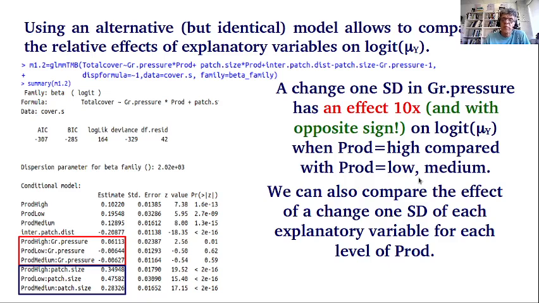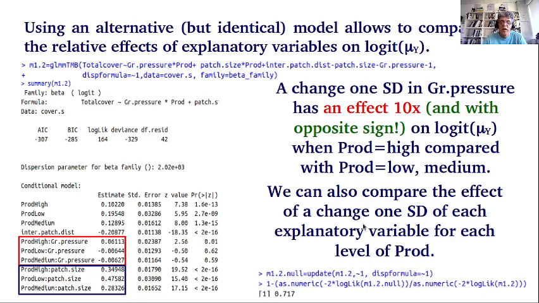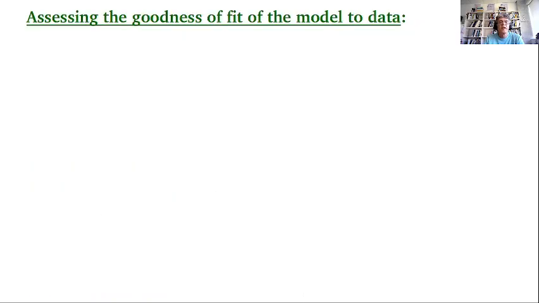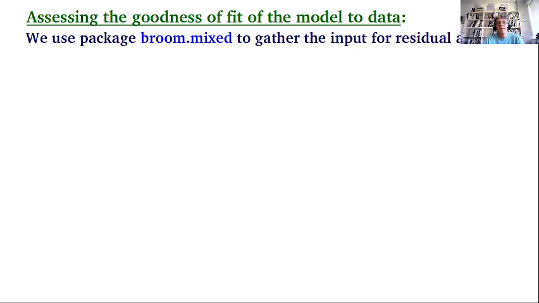So we can also compare the effect of a change of one standard deviation in each explanatory variable for each level of productivity. This model explains 71.7% of the deviance of the response variable, which is a pretty high percentage. So in order to assess the goodness of fit of this model, we use the package broom.mixed, because this is what we need for a model fitted with the package GLMMTMB.